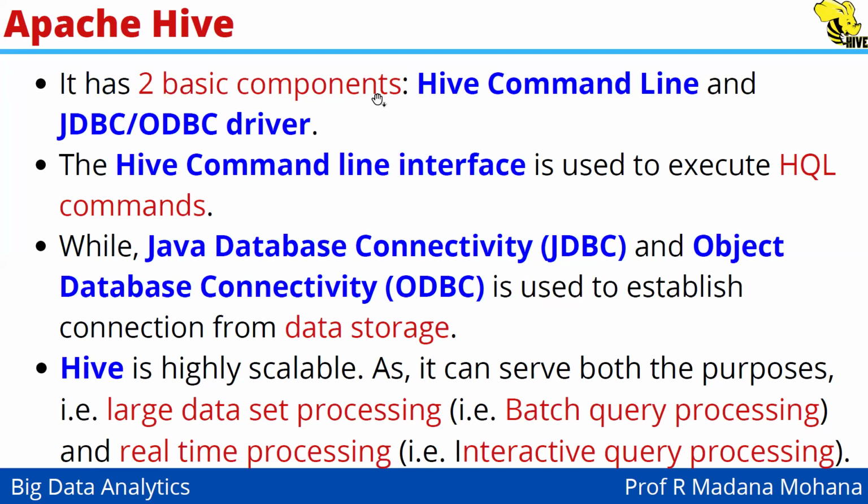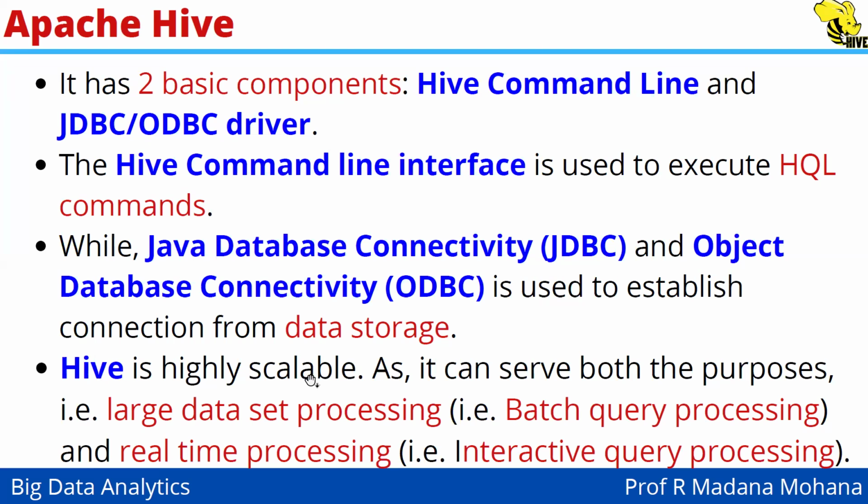It has two basic components, that is Hive command line and JDBC or ODBC driver. Hive command line interface is used to execute Hive query language commands like SQL, whereas Java Database Connectivity (JDBC) and Open Database Connectivity (ODBC) are used to establish connection from data storage.